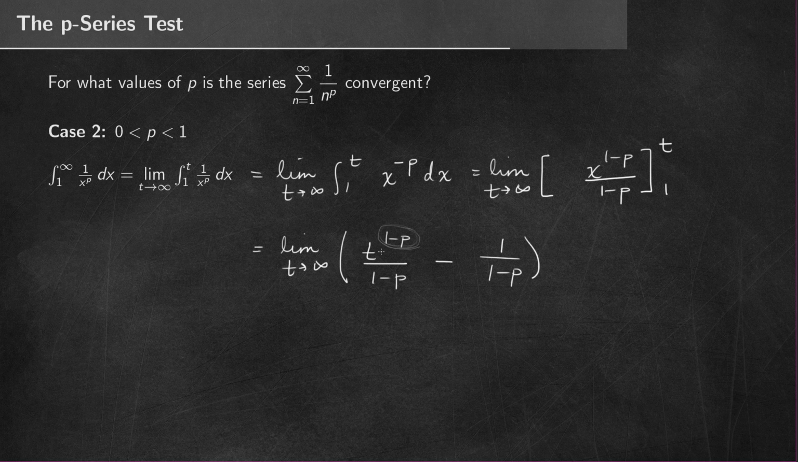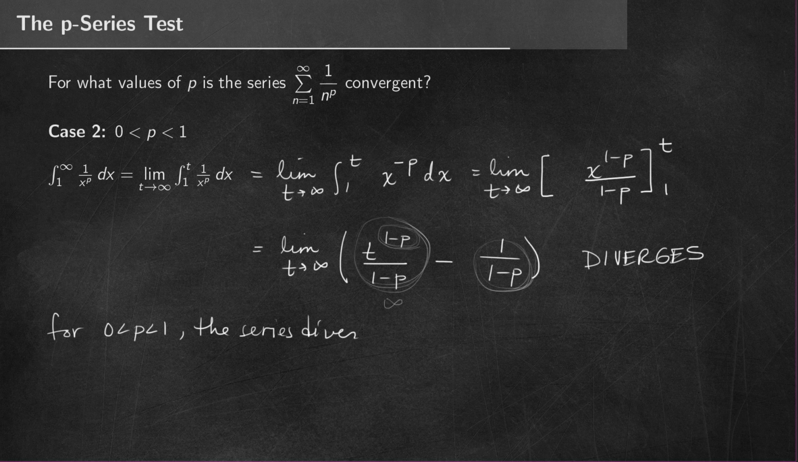So as t approaches infinity, I have an infinitely large number raised to a positive exponent. This whole term right here is going to approach infinity. And infinity minus this constant term right here is going to still be infinity. So this integral diverges. If p is between 0 and 1, the integral diverges. And if the integral diverges, the series diverges. Okay, so for p between 0 and 1, the series diverges by the integral test.